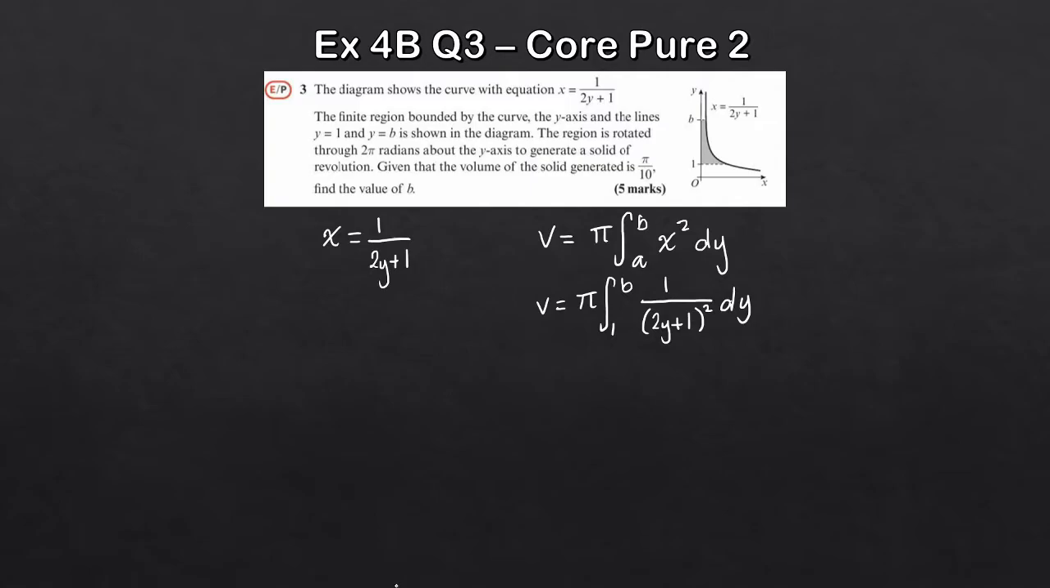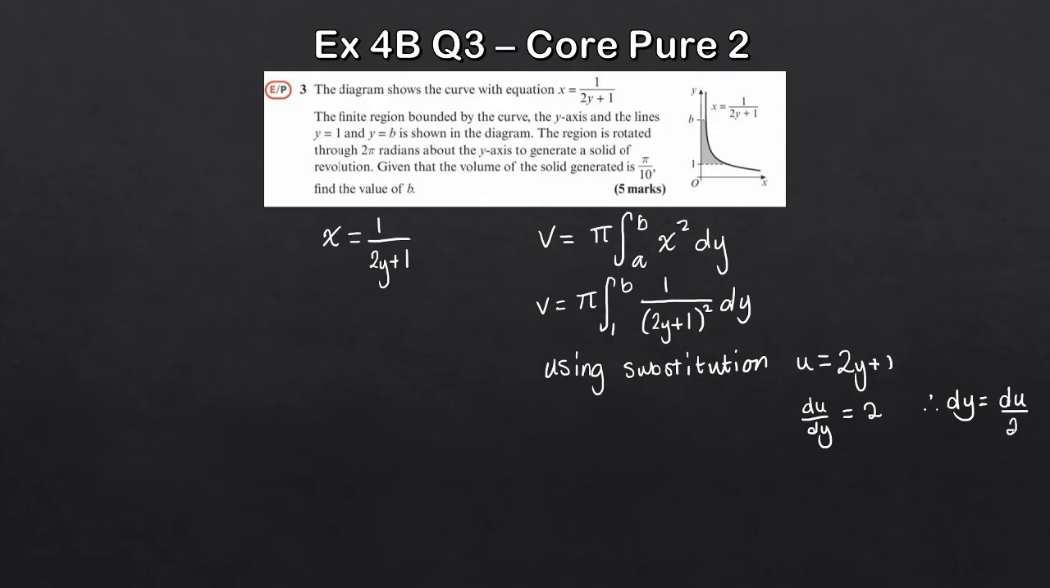And again, at this stage, substitution is a really nice way of tackling this integral. So using substitution here, again I'm going to do it in terms of u. So u is going to be equal to 2y plus 1. Again, let's work out du and then work out dy. So du by dy will just be equal to 2. So in other words, dy is equal to du divided by 2. So this should hopefully be quite a nice example.